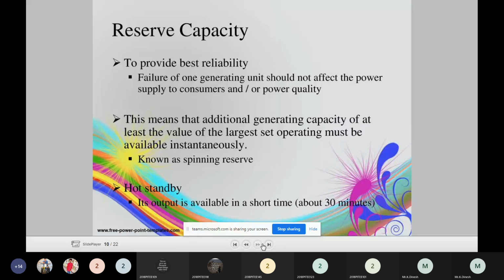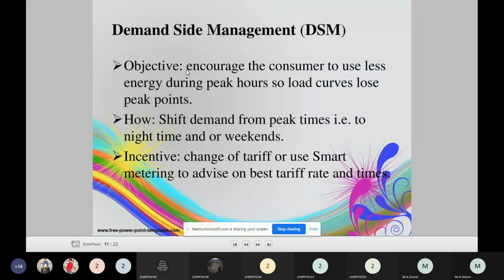Demand side management, DSM. The objective is to encourage the consumer to use less energy during peak hours, so the load curve loses its peak points. How can you achieve demand side management? Shift the demand from peak times to night times or weekends. The incentive is a change of tariff, or use smart metering to advise on the best tariff rate at the time.